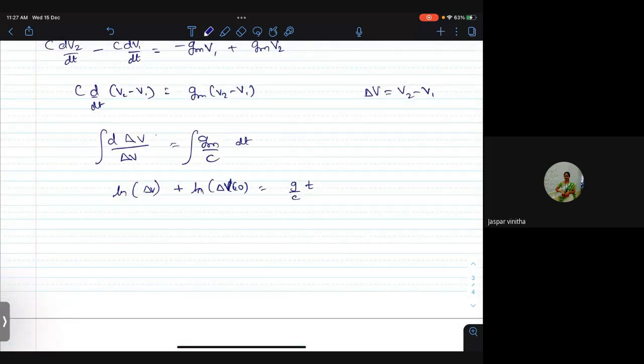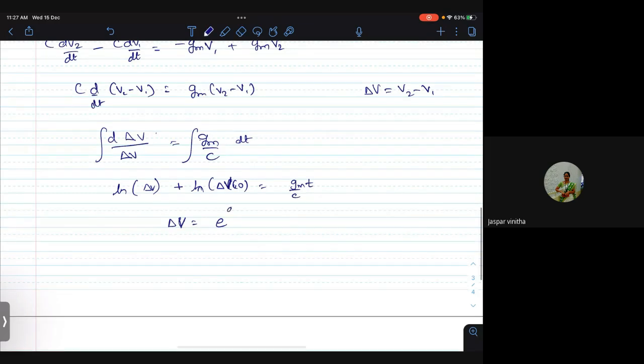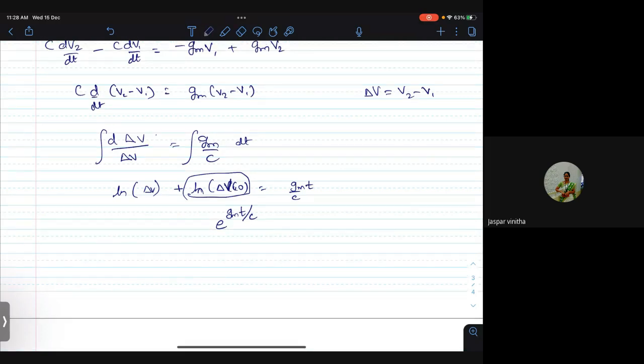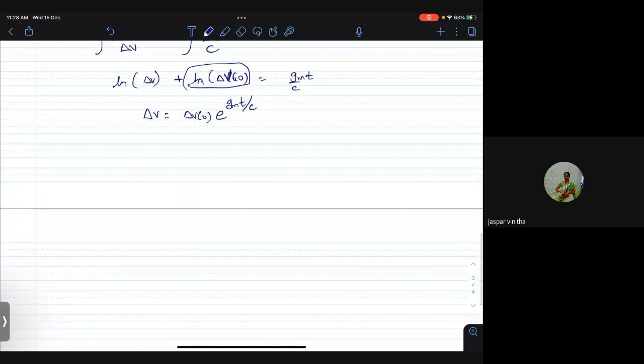So by rearranging these terms, we can write it as delta V will be equal to e raised to Gm by C into T, with some proportionality constant which will be dependent on the initial conditions. So basically this K will be nothing but delta V of 0. So even if you have a very small difference between Vi plus and Vi minus, it will grow exponentially.